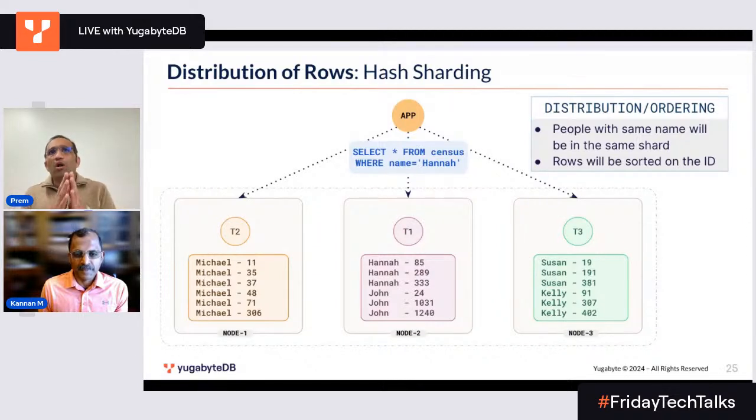Here you can see that all Michaels are stored in one tablet, T2 in node 1, and all Susans in node 3 are stored in tablet T3. If you notice, within the people with the same name, the rows are ordered based on their ID. That's because we have specified ID in the clustering part.